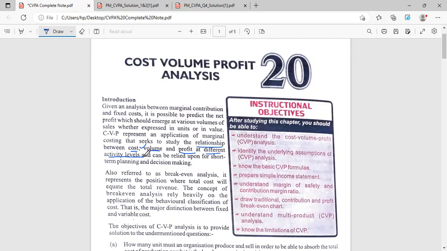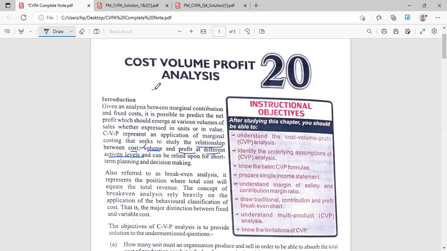So we are trying to say that as cost accountants, the cost attached to a product, the volume, that is the quantity of that product, and the profit we intend to get on that product are tied to the activity level. Activity level simply means what we want to produce. So under CVPA, we want to know what quantity of product should we produce in order for us to be able to cover all the costs.